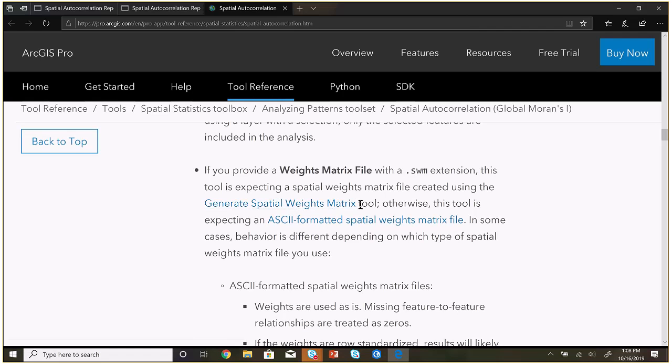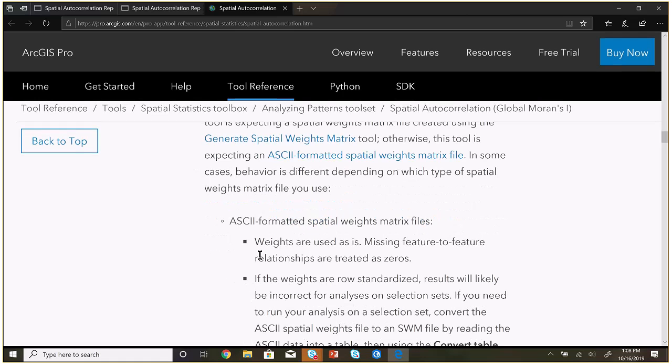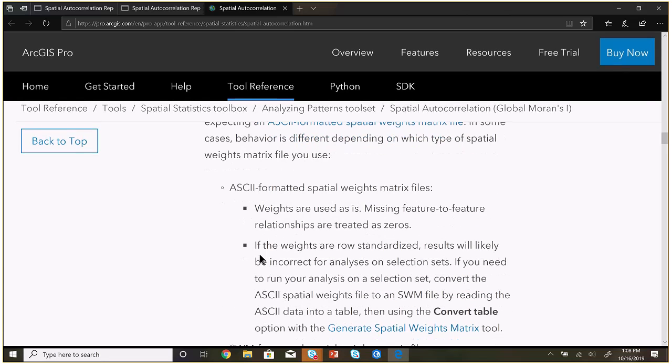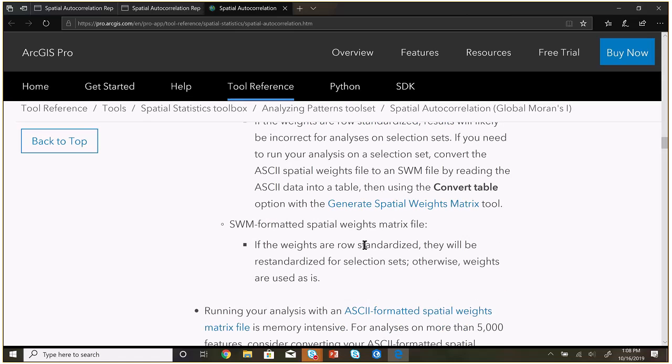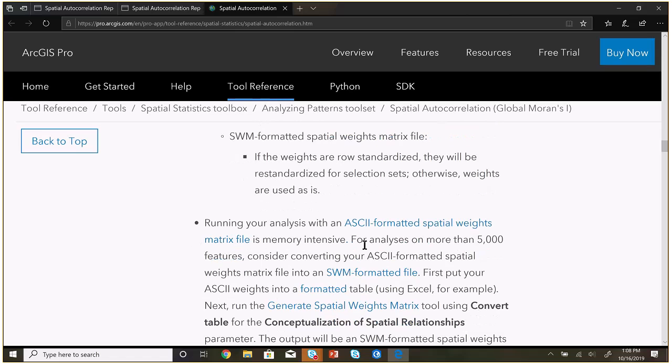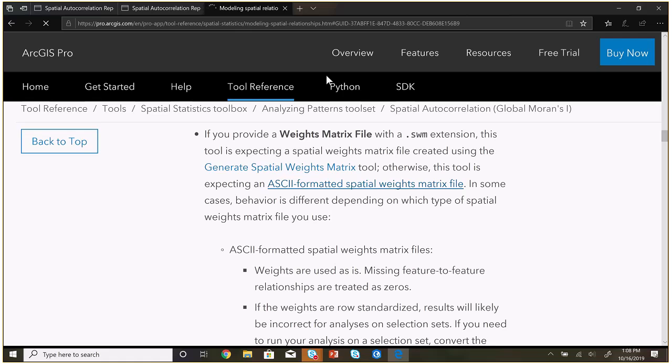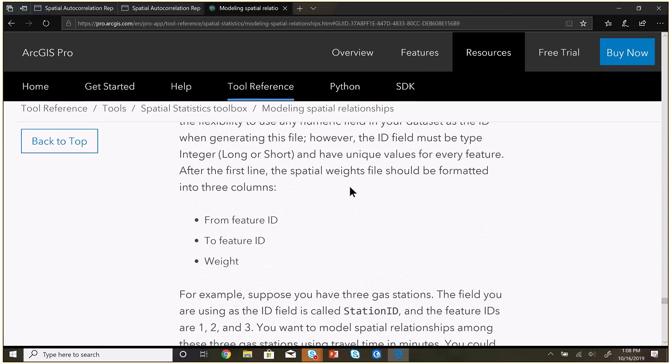You can use the generate spatial weight matrix tool, which will actually allow you to choose. So you build an attribute table and choose an attribute. Otherwise, it's expecting an ASCII formatted spatial weight matrix file where, yeah, rows are standardized. Let's see, weights are used as is. Okay, so you just feed it the weights. So it's warning you that it's going to be memory intensive. Okay. So it's from to weight. All right. This is actually pretty.